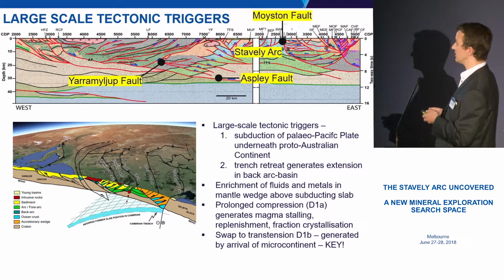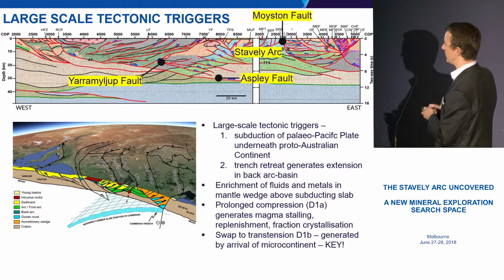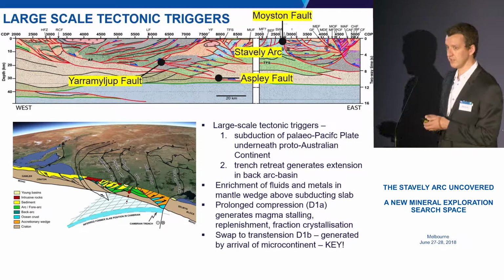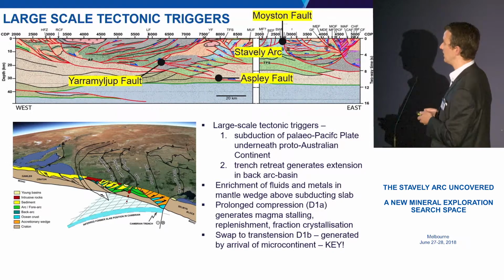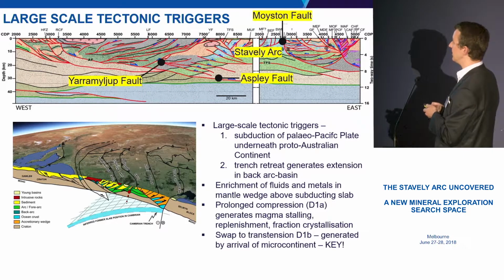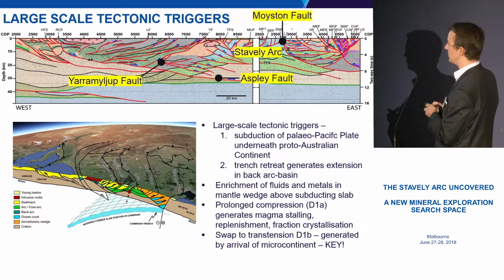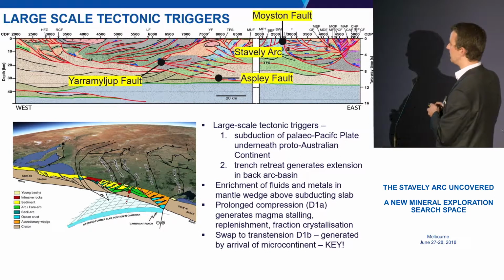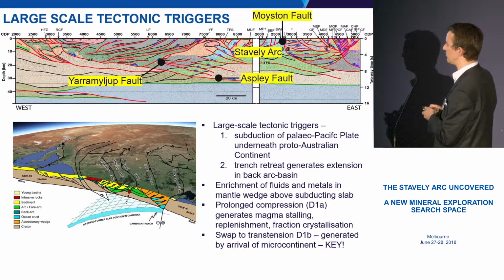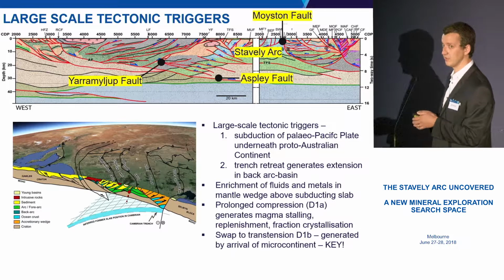We look at the large-scale tectonic triggers. We're all comfortable now with a westward dipping subduction zone underneath the proto-Australian continental margin that was Gondwanaland. And essentially we had the subduction, and we also had later trench retreat, and that generated back arc extension as well. We got enrichment of the fluids and metals potentially in the mantle wedge above that subducting slab. And the great thing that we've got for mineralisation is we had prolonged compression during that Delamerian orogeny.